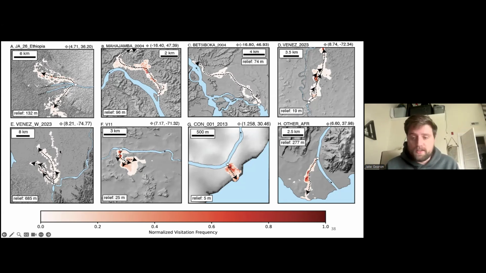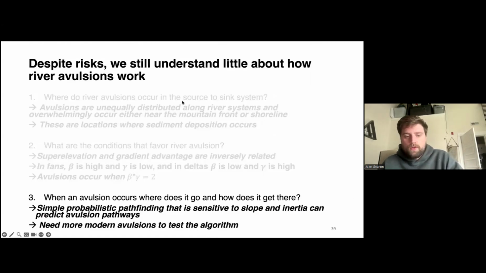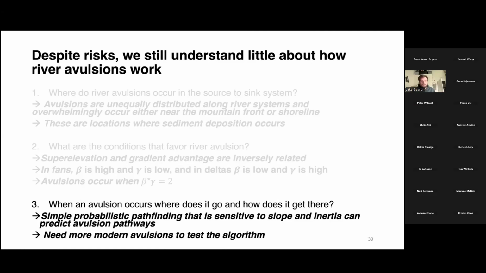And what you'll see is that, again, we don't score everywhere. We get some misfires, but largely we do a good job of defining the avulsion corridors on topography data from before the event occurred. Okay, so, when an avulsion occurs, where does it go and how does it get there? Well, this simple probabilistic model that's essentially sensitive to slope and inertia does a good job of predicting avulsion pathways. Although, this sounds kind of dark, but you know what I mean, more examples are needed to test the avulsion model, not more avulsions are needed.